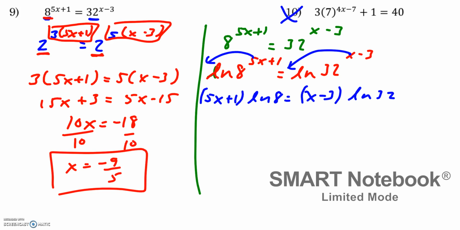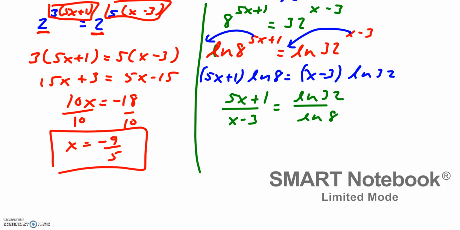And then what you could do is get all the x's on one side and all the ln's on the other side. To do that, you would create something that's cross multiplication, because what I would do is move the x minus 3 over here by dividing. So you'd have 5x plus 1 over x minus 3 equals, then if you divided the ln of 8 over here, you'd have ln of 32 over ln of 8. And then you could go through and cross multiply and solve this. Now, as you can see, this way is a lot more complicated than the first way that I did it, so it's good to look for the bases first.